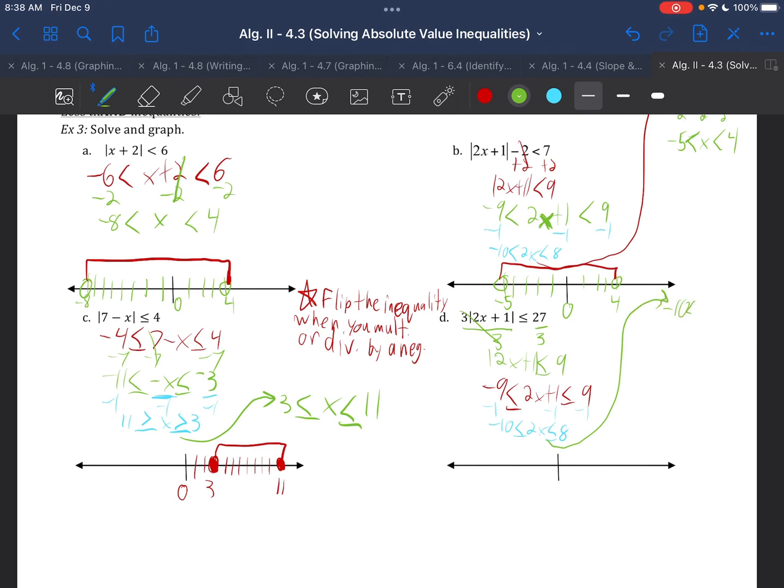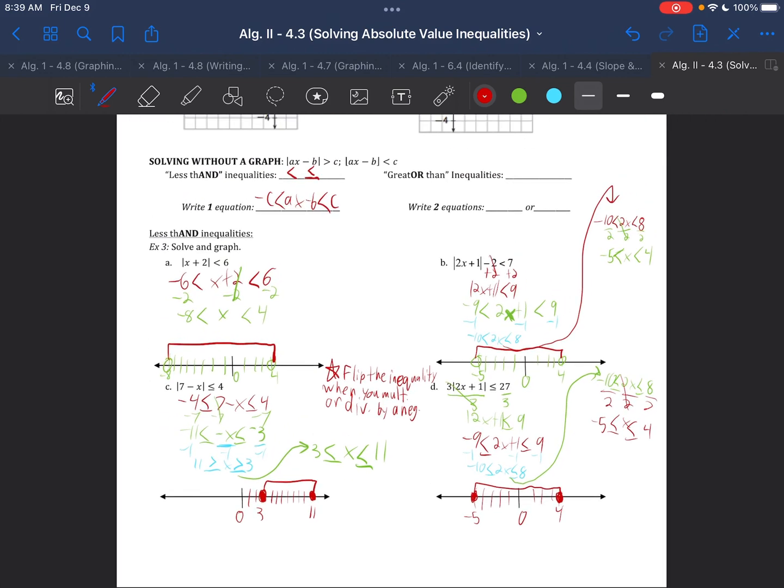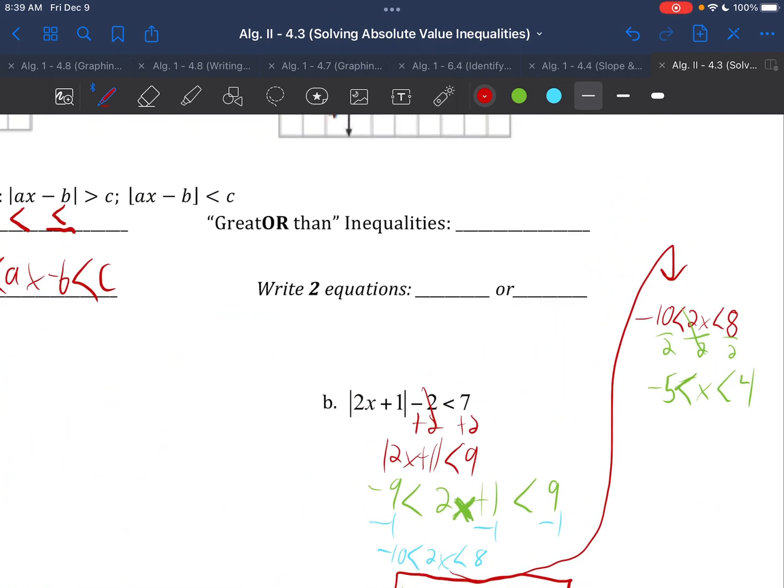So, continuing on, I'm going to write this one up here. Negative 10 is less than or equal to 2x, less than or equal to 8. Now divide by 2. Negative 5 is less than or equal to x, which is less than or equal to 4. So graph it. 1, 2, 3, 4, 5. Negative 5, close circle. 0 in the middle. 1, 2, 3, 4 to the right. Close circle. Connecting in the middle.